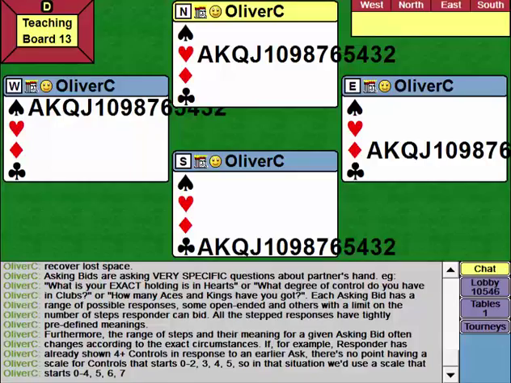If, however, teller has already shown four or more controls in response to a previous asking bid, there's no point having a range that says 0 to 2, 3, 4, 5, because it's impossible that they're going to use the first two step responses. So in that case, we'd use the strong scale, which starts 0 to 4, 5, 6, 7. Okay, anybody got any questions so far on stepped responses, and how those work?